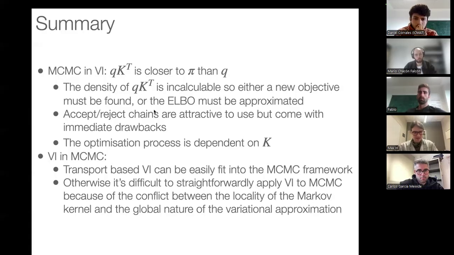Otherwise, according to the argument that I laid out on the past few slides, it's very difficult, or not immediately obvious, how to straightforwardly apply variational inference to the Markov chain Monte Carlo setting. And it's because of this conflict between the locality of the Markov kernel and the global nature of the variational approximation.